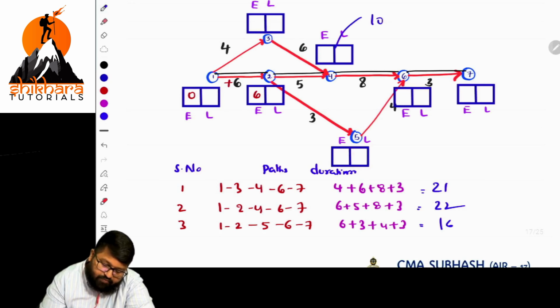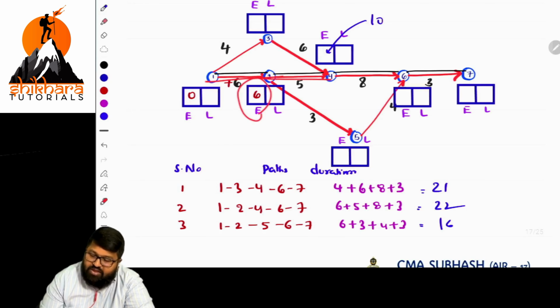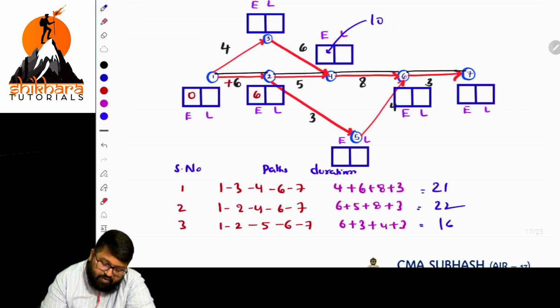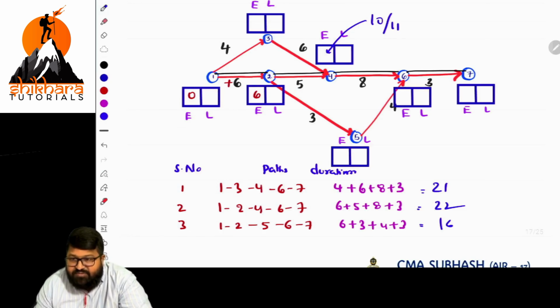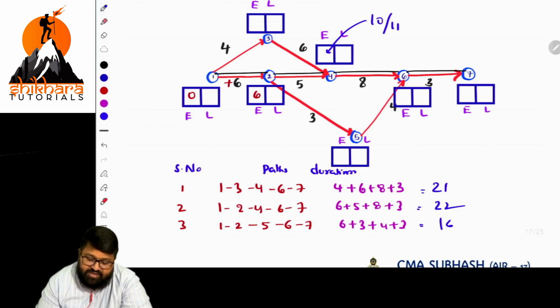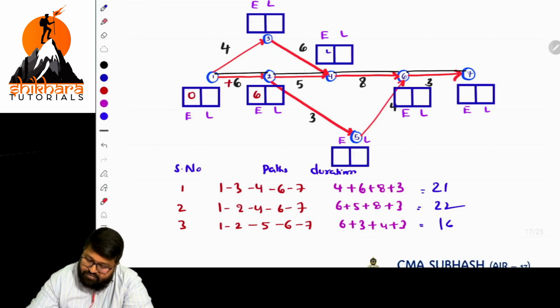And what is the other option? The other option is like this. Here E is already calculated: there is 6 plus 5. Whatever duration it is, we are adding it to the previous one. So the option there is 11. Which is the highest, 10 or 11? 11 is the highest, so mention the value 11. The value will be 11 here.